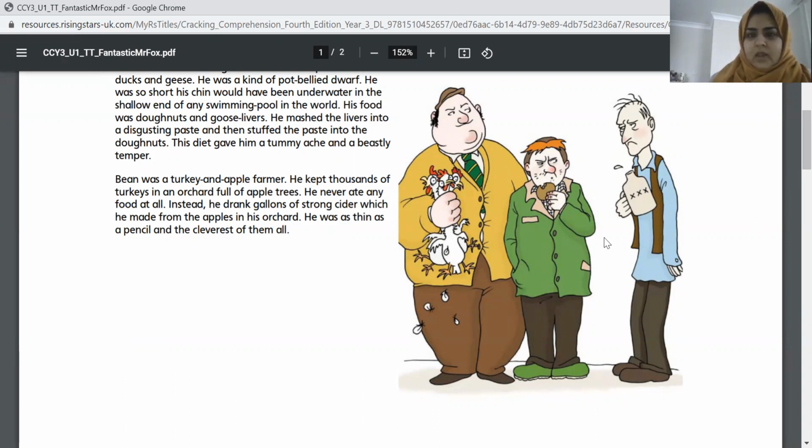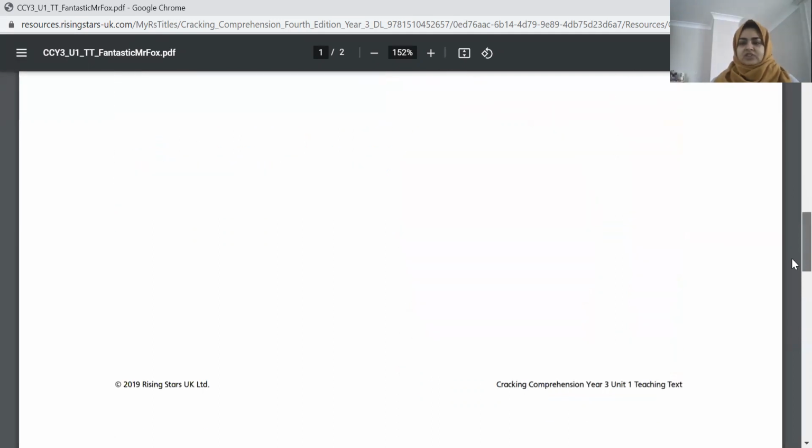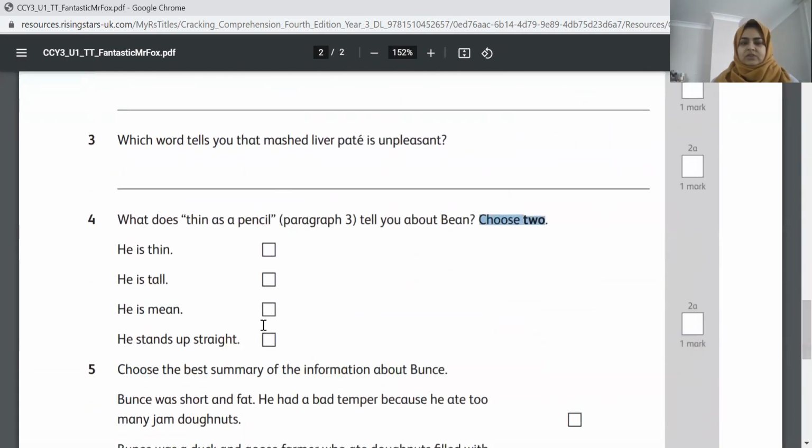So we know this is Bogis because he just eats loads of turkeys and is fat. Then we know that Bunce is small, so this is Bunce. And we know that Bean is as thin as a pencil and he drinks cider and he's holding something that looks like a liquid that you would drink, and he is thin. So when you read the sentence, he was as thin as a pencil and the cleverest of them all, what do you think that is trying to tell you? So choose 2 out of these 4.